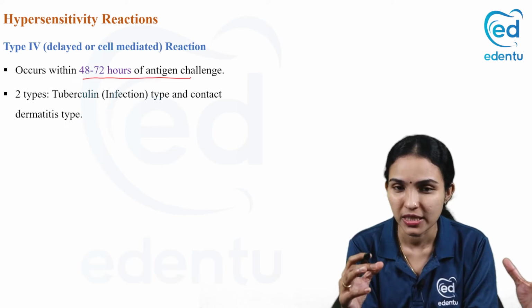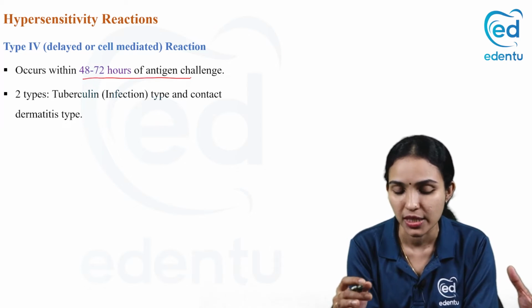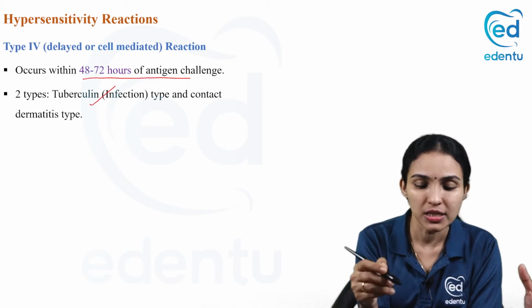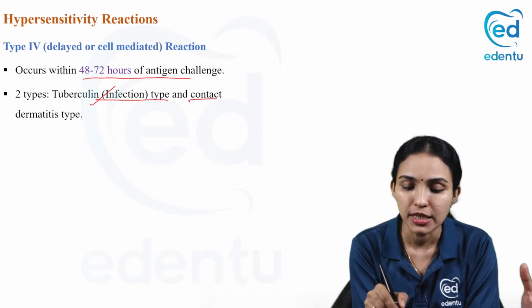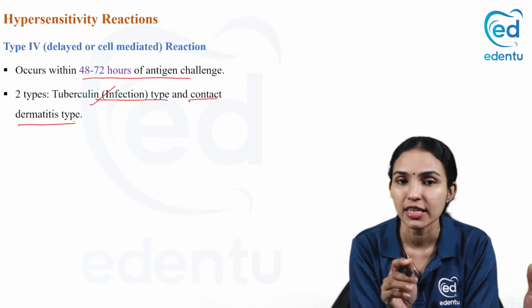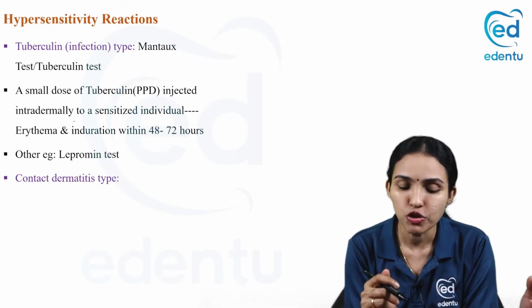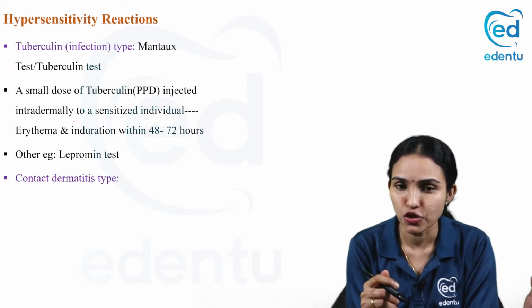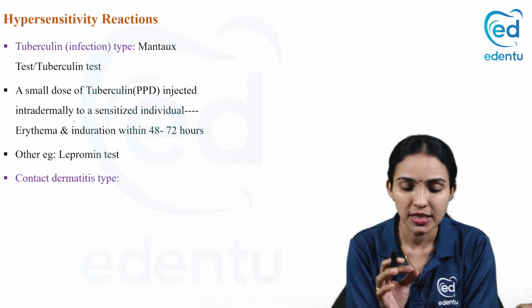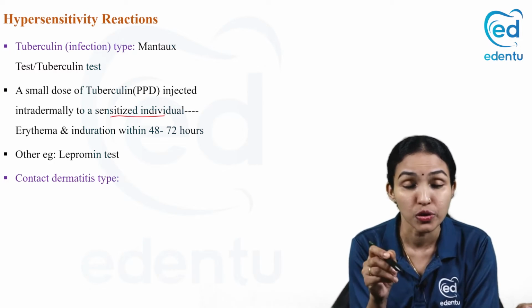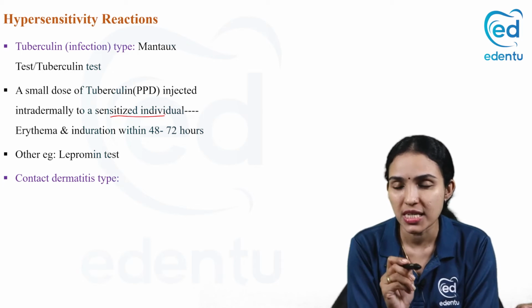And the most common test which is given as an example for this kind of reaction is the tuberculin test, and so you call the reaction the tuberculin type. There is another kind of type 4 hypersensitivity, that is the contact dermatitis type. What you do in the tuberculin test, also called the Mantoux test, is inject a small dose of tuberculin antigen intradermally to a sensitized individual. So you're going to test whether the individual is sensitized.